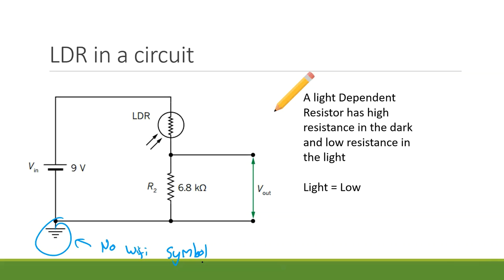LDR stands for light dependent resistor. We actually talked about these very briefly when I talked about non-ohmic devices. It changes its resistance. In the dark, it has a high resistance, and in the light it has a very low resistance, so it changes its resistance.